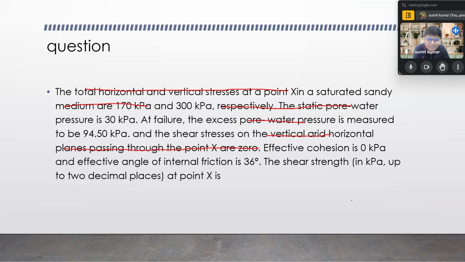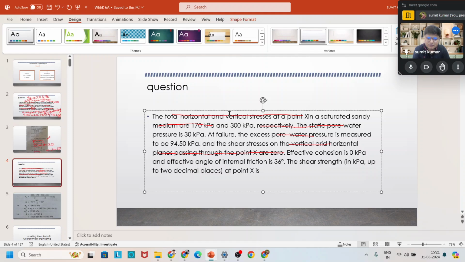Okay, so I think up to this, there will be no problem in anyone's mind. But now I will move to the next question. Give me a minute.